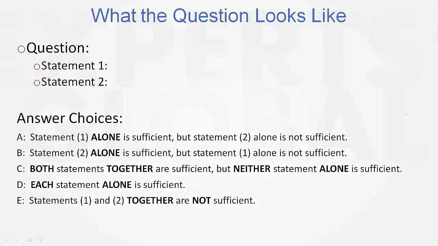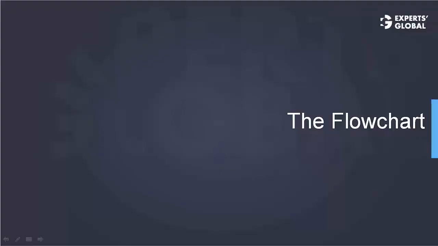Option D is that each statement alone is sufficient, and Option E is that Statement 1 and 2 together are not sufficient to answer the question. With this groundwork, let's look at a flowchart that would explain the approach for attempting the data sufficiency questions on GMAT.